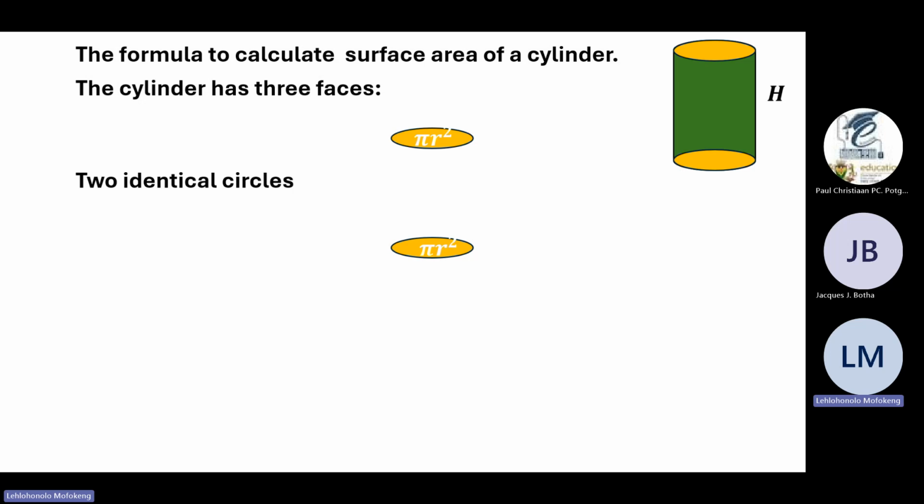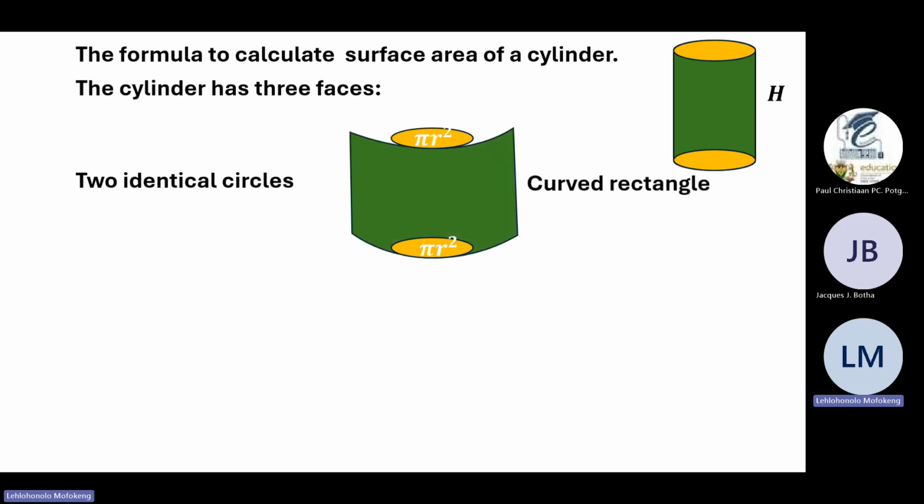We are having 2 areas of pi r squared. So we are left with 1 face. The 1 face is a curved rectangle. This curved rectangle is in such a way that when you cross section again, and then you take that part of a curved rectangle, it actually forms a rectangle. You will be seeing basically a rectangle.